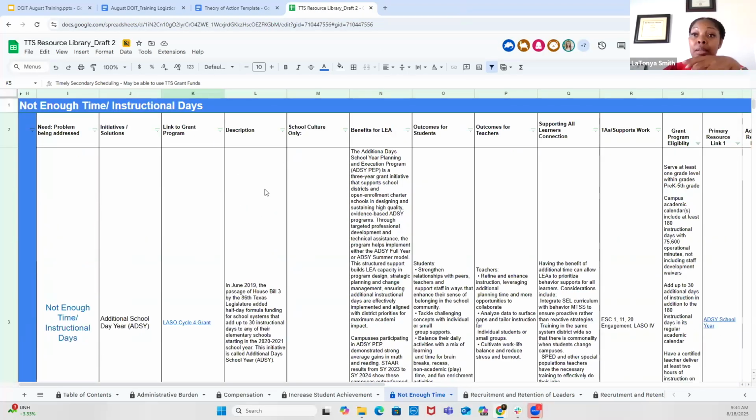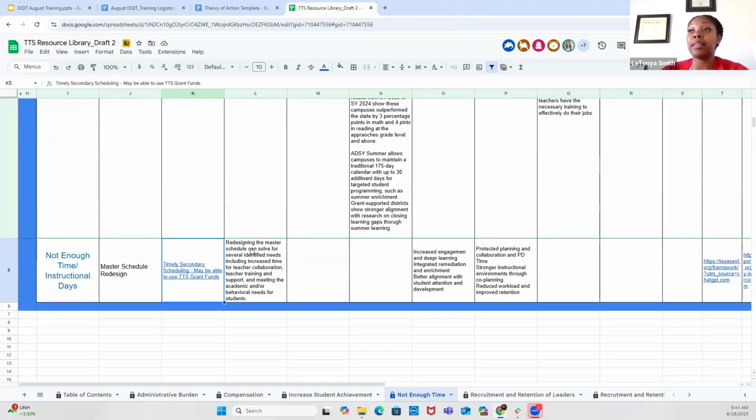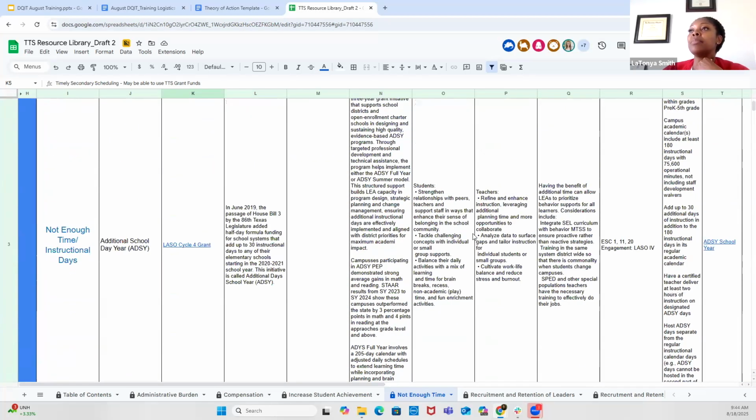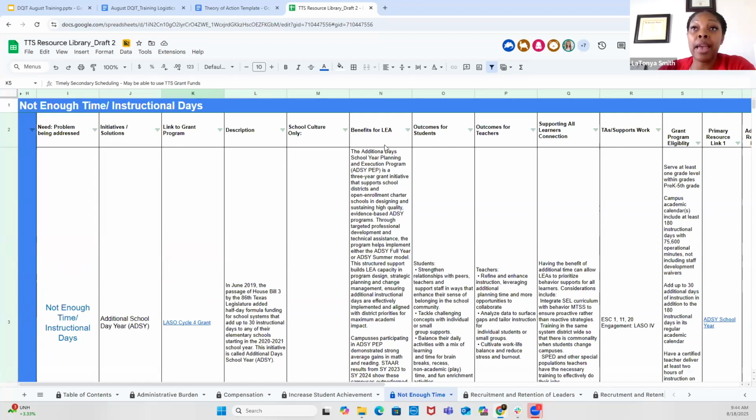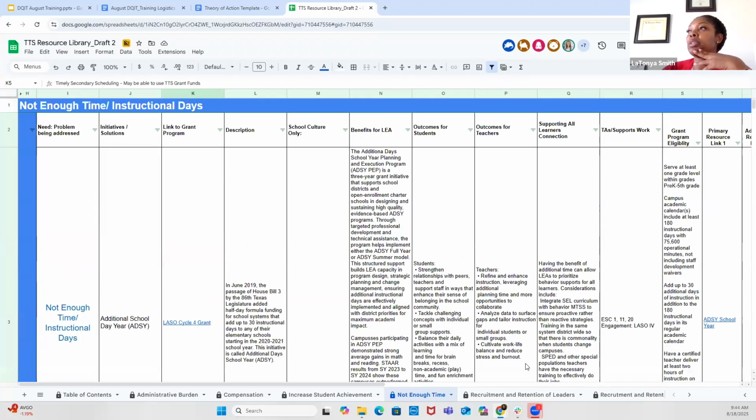We also created a column that describes what this is. So for example, for Timely, redesigning the master schedule can solve for several identified needs, including increased time for teacher collaboration, teacher training support, and meeting the academic or behavioral needs for students. So it's a description of the actual tool or what we're referencing. The columns up here are benefits for the LEA, outcomes for students, outcomes for teachers, and supporting all learners. How does this actual program or grant opportunity or tool support all learners?